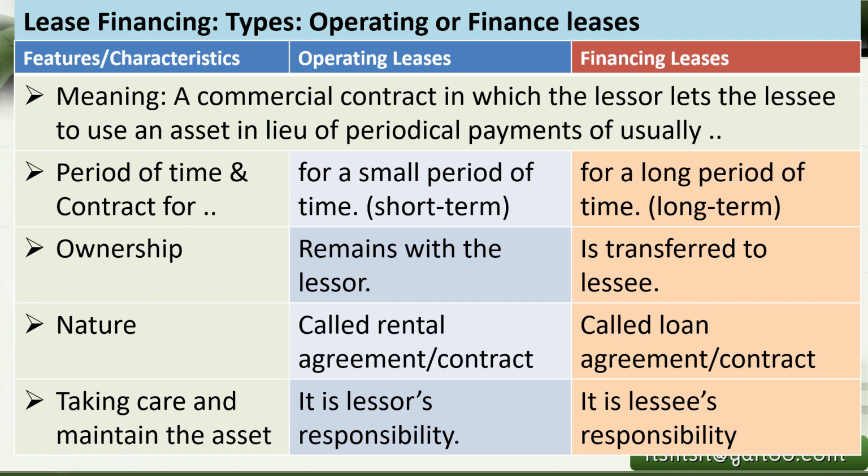Here they are only financing part of the thing, only the lease agreement. The nature of this is called a rental agreement contract under operating leases. Normally it is a loan agreement contract for financing leases. In operating leases, taking care of and maintaining the asset is the lessor's responsibility, whereas in financing leases, because he is taking it as a loan, the entire asset ownership is already transferred, so it is the lessee's responsibility.